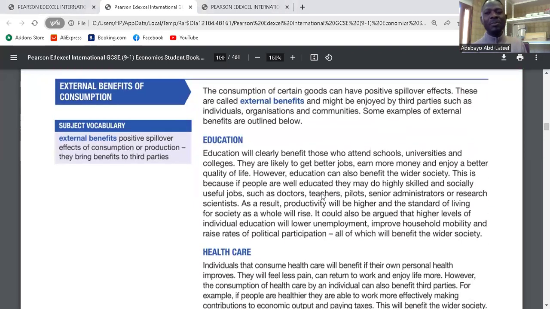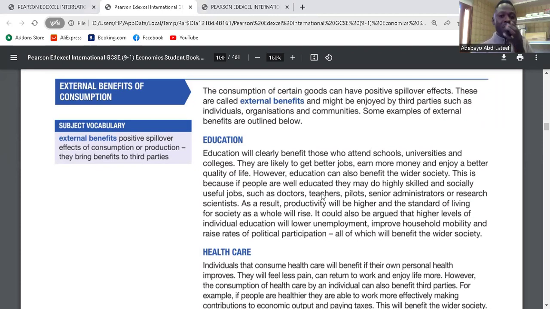The consumption of certain goods can have a positive spillover effect. These are called external benefits and might be enjoyed by third parties such as individuals, organizations, and communities. Some examples of external benefits are outlined. So, for external benefits, there are positive spillovers. Positive spillover, things you gain while you are not part of the action, part of the decision. Do you get what I just said? The benefits you receive from not being part of that decision, that is external benefit. Is it clear now? So examples of external benefits are education.